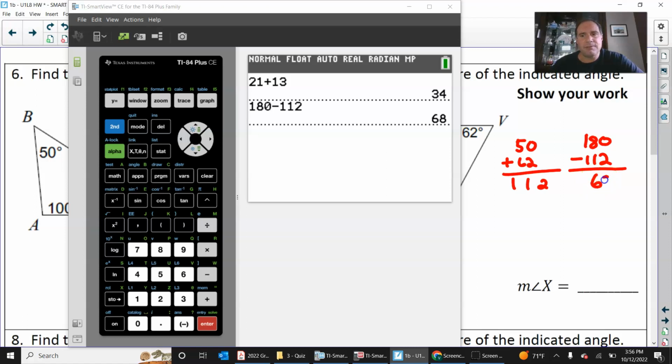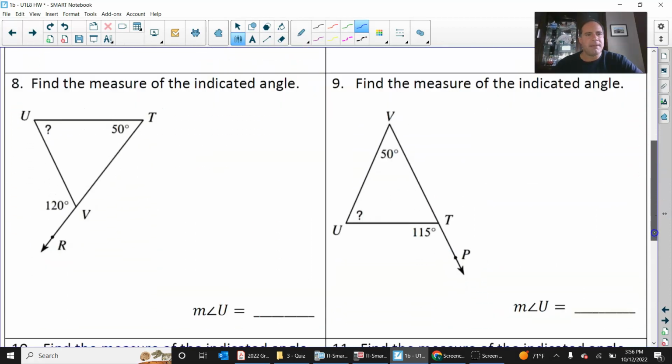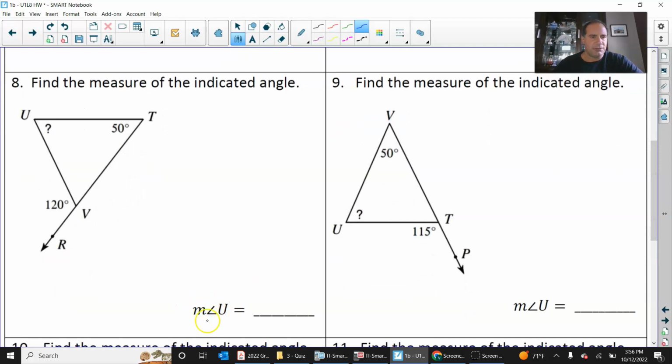Now, could I do that by hand? Yes, you can, but just don't leave anything to chance, right? 68 degrees, so you put that right in here. That looks like a 68-degree angle. Find the measure of the indicated angle, measure of angle U. This is what they're looking for right here with that question mark.